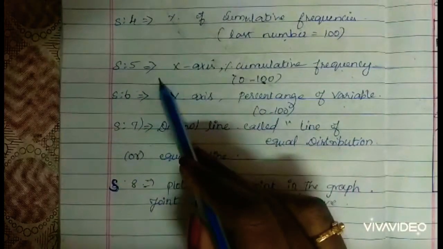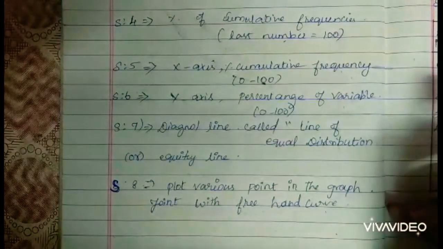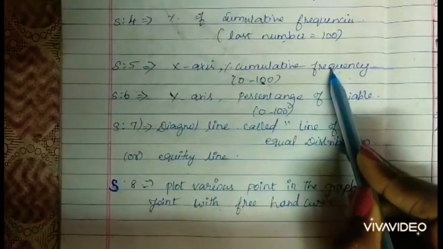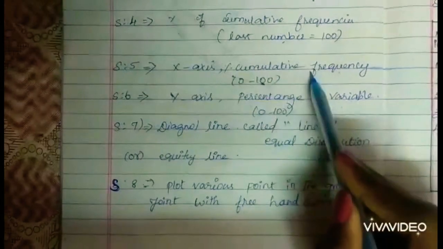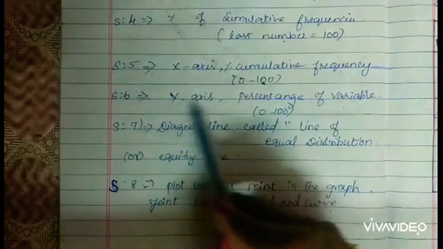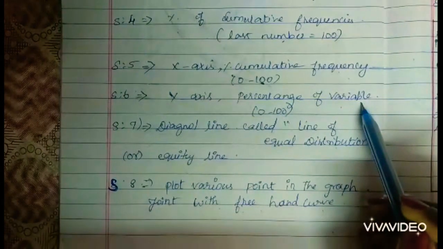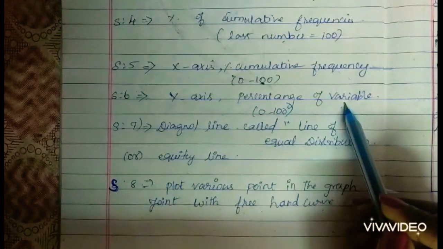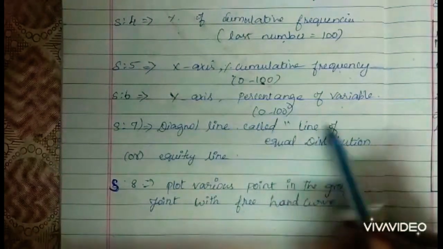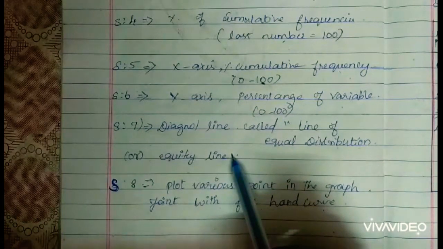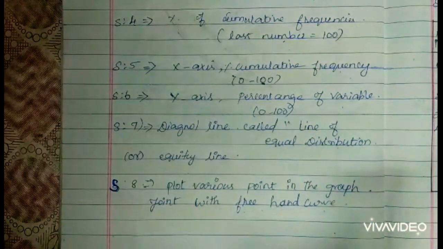From step 5, they are asking us to draw a Lorenz curve with some rules. On the x-axis, we take the percentage of the number of persons that we have found, with a scale of 0 to 100. On the y-axis, the percentage of the variable, that is the percentage of cumulative mid values, we take a scale of 0 to 100. The diagonal line is called the line of equal distribution or equity line. This line we also draw in the Lorenz graphical method, where it represents equal separation of both sides.